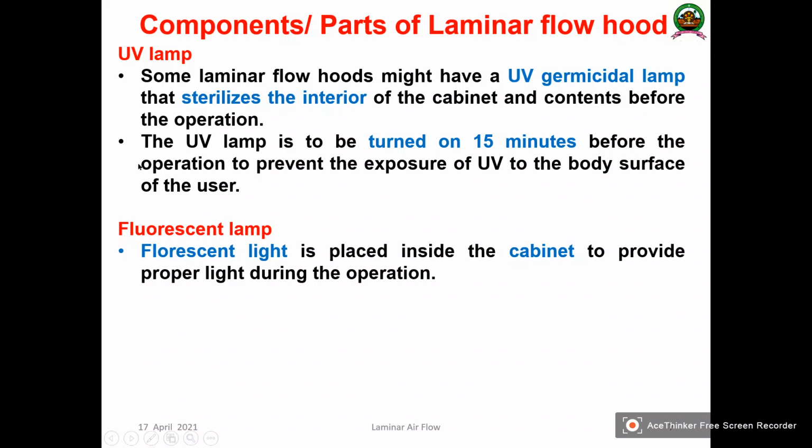The next one is the fluorescent lamp. A white or bright colored fluorescent light is placed inside the cabinet to provide ample light during the process, whatever we are doing inside the laminar airflow. So that is the function of a fluorescent lamp.